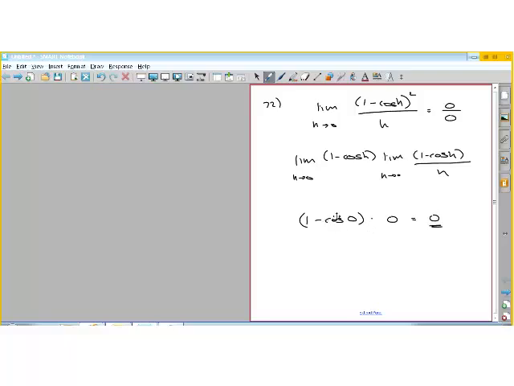And you could just say that's 0, the answer. You'd also go one step further here. The cosine of 0 radians is 1, so you get 1 minus 1 times 0, which is just 0 times 0, which is also 0.